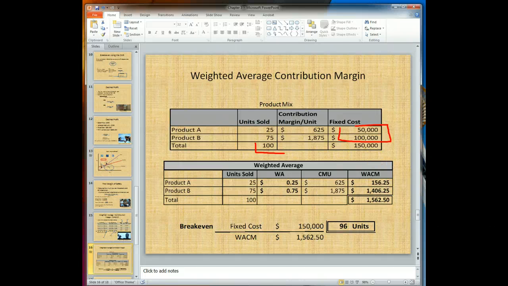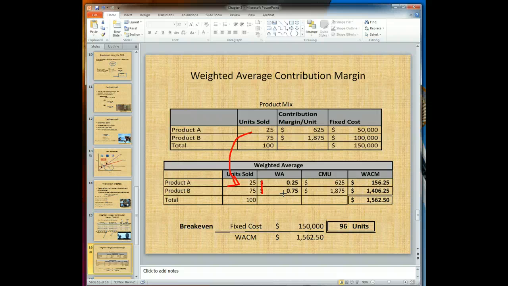Oh wait, that's fixed cost. Oh, I should probably pay attention to what I'm doing. Okay, those are your fixed costs. Let's go on down here. Okay. We know our units sold, 25, 75. I just pulled that directly from that column. I know the weighted average. I took 25 divided by 100 is 25%. Those dollar signs shouldn't exist. 75 over 100, that's 75%.